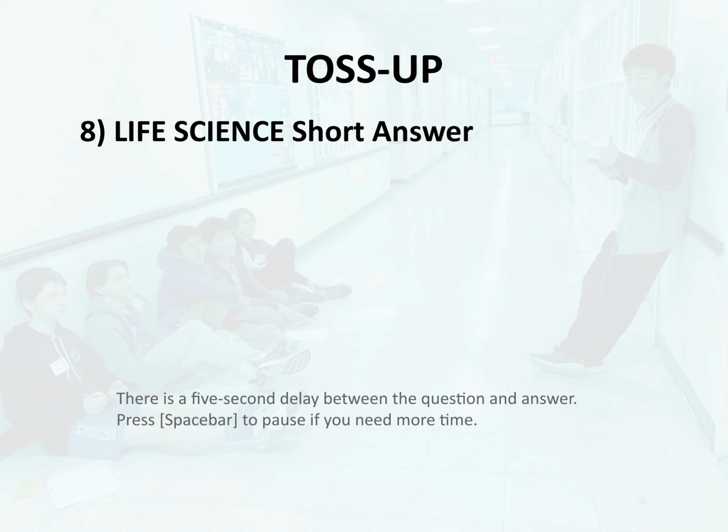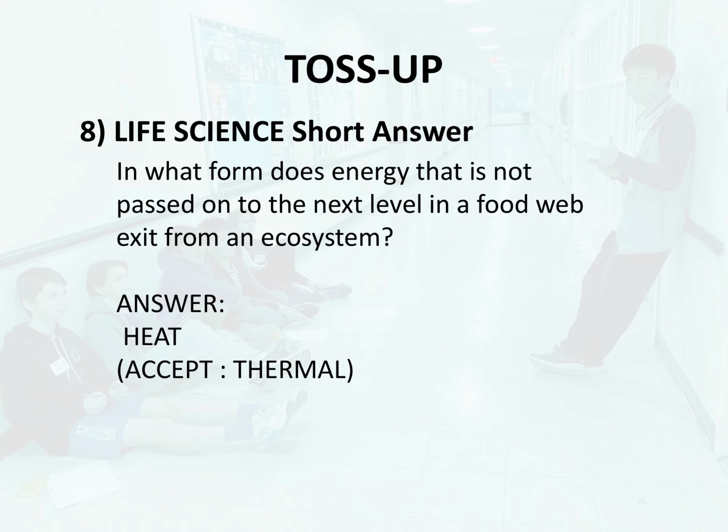Toss-up 8. Life science. Short answer. In what form does energy that is not passed on to the next level in a food web exit from an ecosystem? Answer: heat.